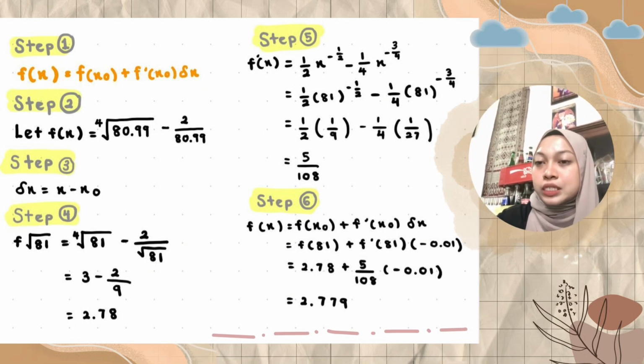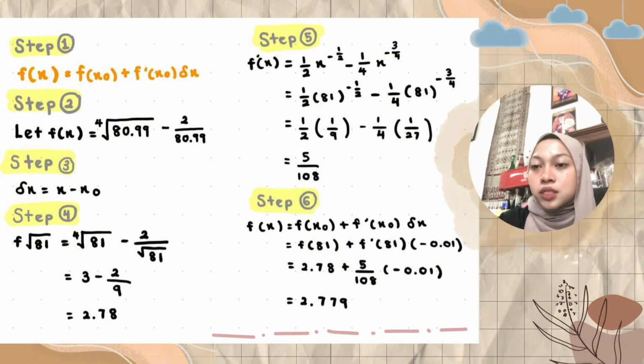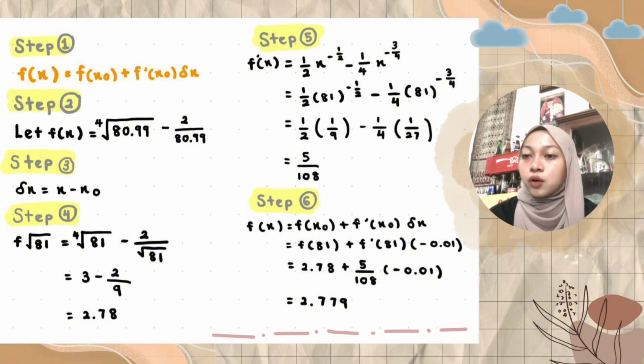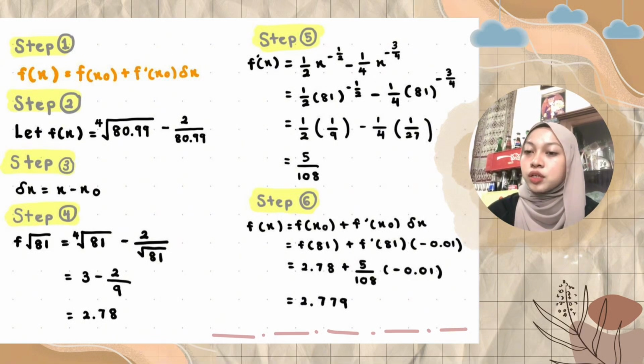Now we move to the third step, where we need to calculate x minus x0. x is the given value and x0 is the initial value. For x0, I choose 81 because it is near to 80.99. Now we need to compute the value in the formula, where f(81) equals the fourth root of 81 minus 2 over the square root of 81. Next, we calculate using the calculator, where the fourth root of 81 is 3 and 2 over the square root of 81 is 2 over 9. Then 3 minus 2 over 9 is 2.78.